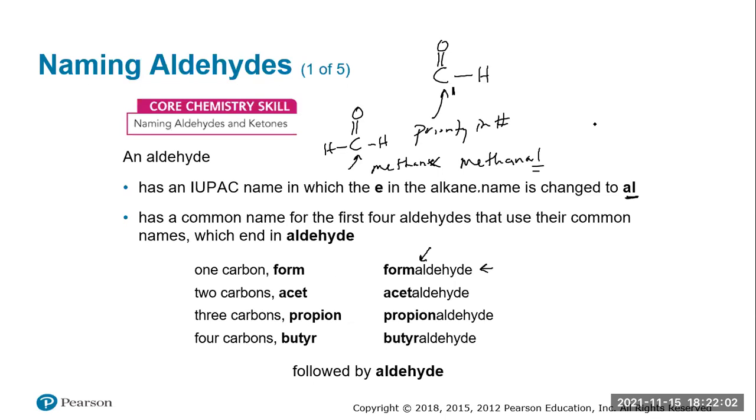If we had 2 carbons, this would be 2 carbons based off of ethane. The e gets dropped and it becomes ethanal, al. There is absolutely no need to give the location of where the carbon-oxygen double bond is located, because it always has to be at the end, which means it always has to be carbon number 1, no matter what the case is. So there is no need to give a number like we do with, say, alcohols or things of that nature, or double bonds.